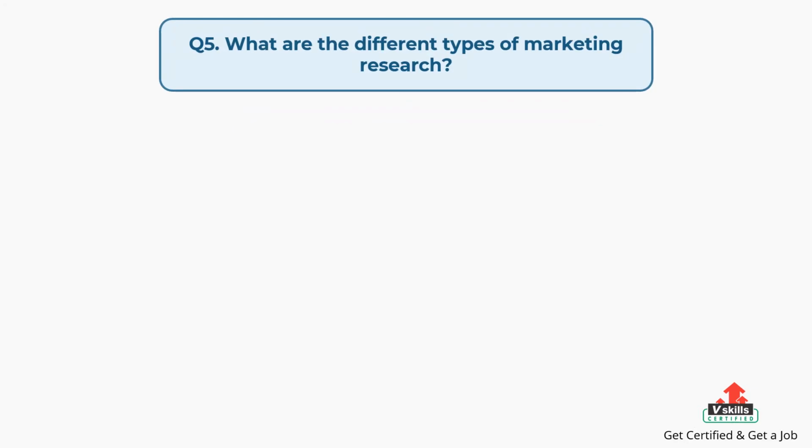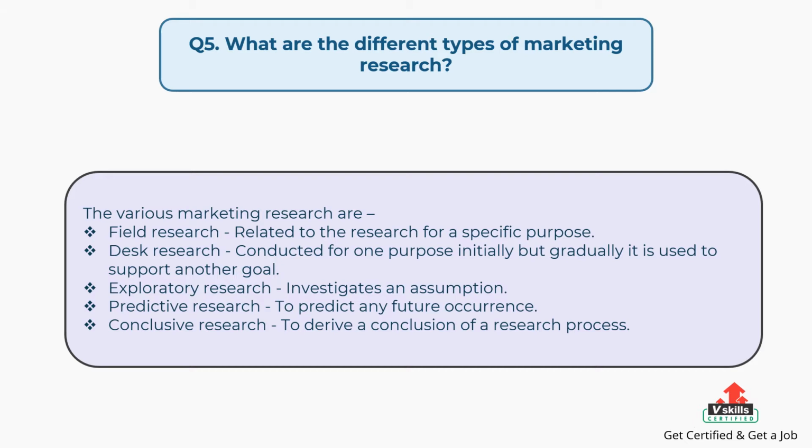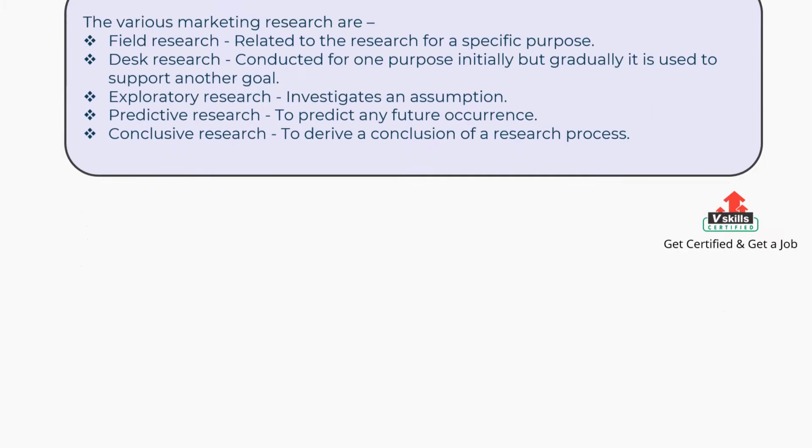Question number 5. What are the different types of marketing research? The answer is: the various marketing research are: field research, related to the research for a specific purpose; desk research, conducted for one purpose initially but gradually it is used to support another goal; exploratory research, investigates an assumption; predictive research, to predict any future occurrence; conclusive research, to derive a conclusion of a research process.